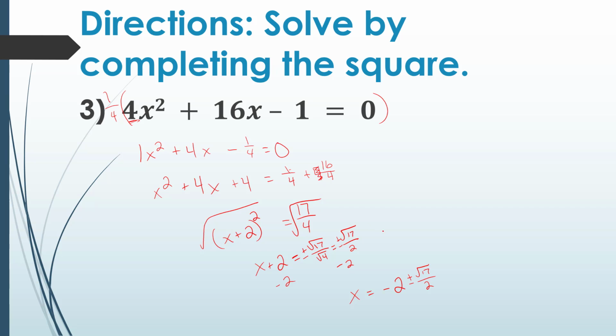Now, since 17 is a radical and it's not a perfect square, there's not going to be any way to simplify this much further. Yes, we could change the form and make it look different, but I am fine with a simplified solution just like that.